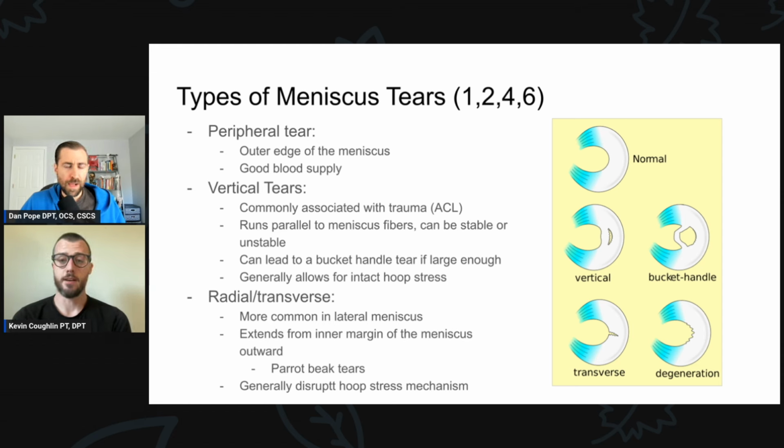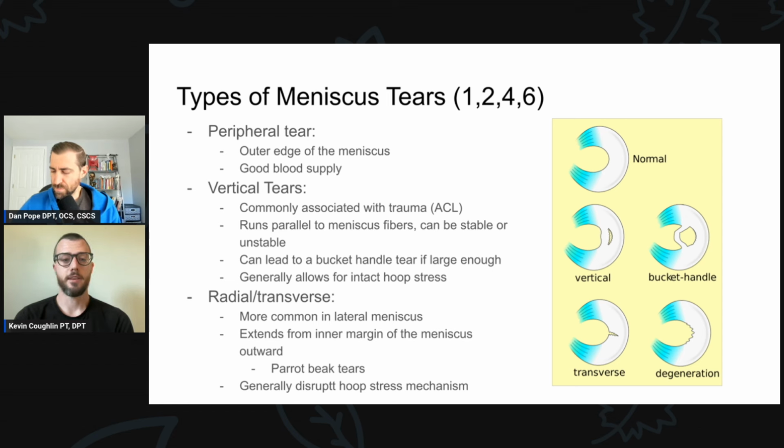Another type of tear is a vertical tear. These are commonly associated with trauma, like in our ACL folks. This type of tear runs parallel to the meniscus fibers, and it can either be stable or unstable. It can lead to a bucket handle tear if it's large enough. A bucket handle tear is when a flap of the tear ends up coming up into the joint space, and it can lead to clicking or catching in the knee. We'll talk about that a little bit more, but something to be aware of. Because the vertical tear is parallel to the fibers of the meniscus, it allows for an intact hoop stress so that the meniscus can still dissipate forces pretty well. Depending on what zone that's in is where the surgeon may consider to operate or not operate.